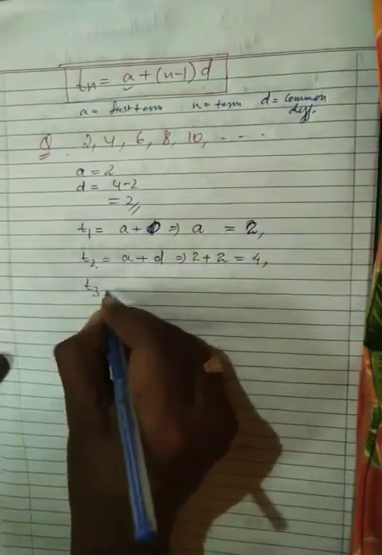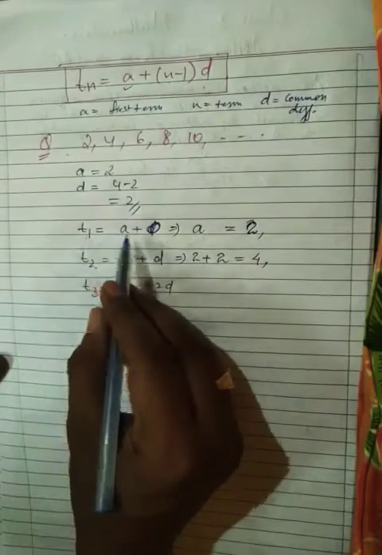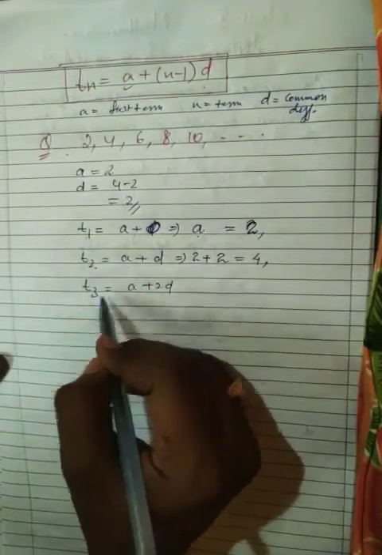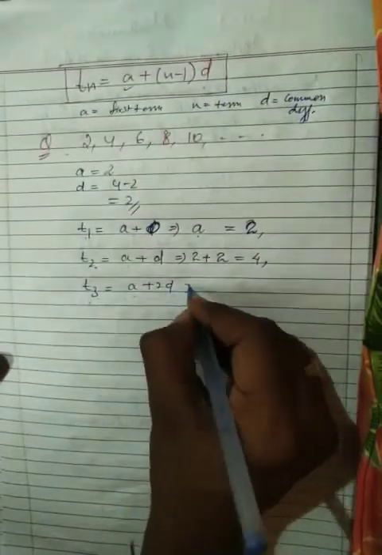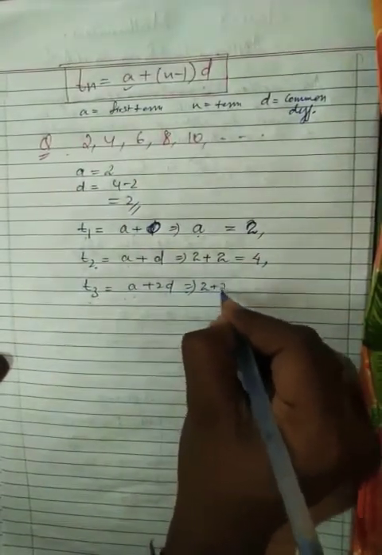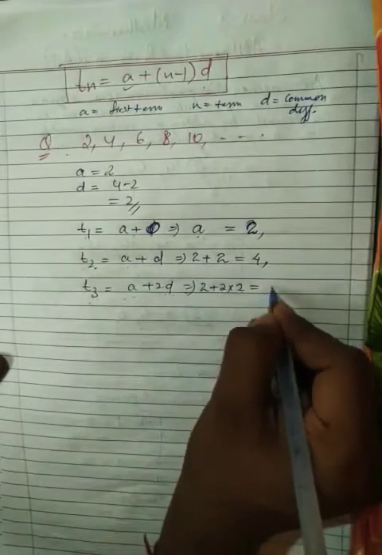If I take out T3, it will be A plus 2d. It is 1 less, okay? If T1 is A only, and T2 is A plus d, T3 will be A plus 2d. 3 means what? 3 minus 1 is 2d. So it will be how much? 2 plus 2 into 2 is how much? 2 into 2 is 4, 4 plus 2 is 6.